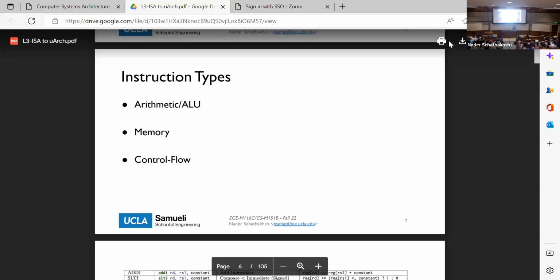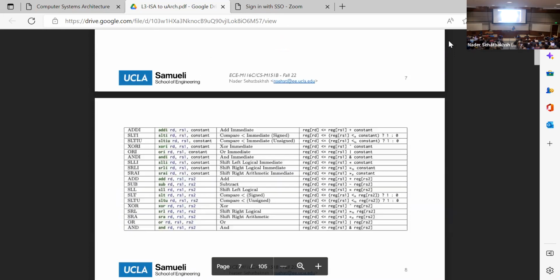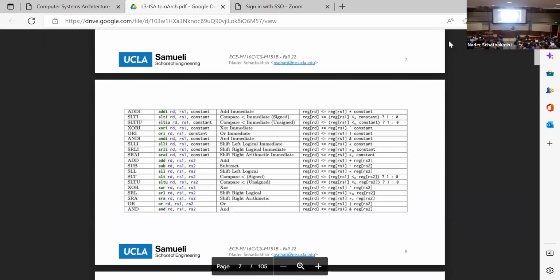As I said last time, there are three types of commands that we have to deal with in RISC-V and generally in any other RISC-based architecture and ISA. The three groups are the arithmetic slash ALU operations, the memory operations, and the control flow operations. We extensively talked about the ALU operations, right? The difference between immediates and non-immediates, the arithmetic shift and logical shift, and so on and so forth.